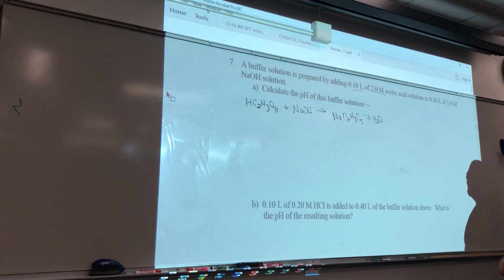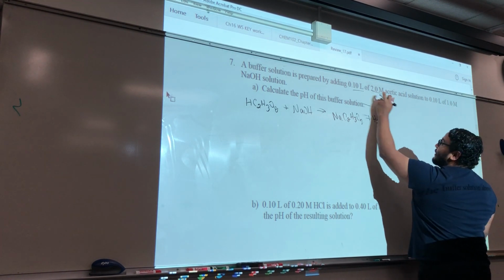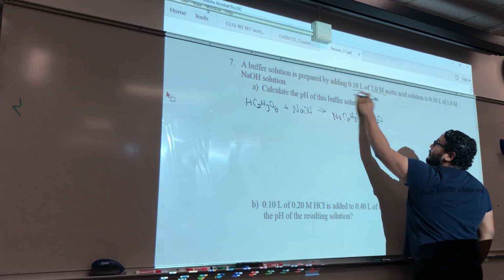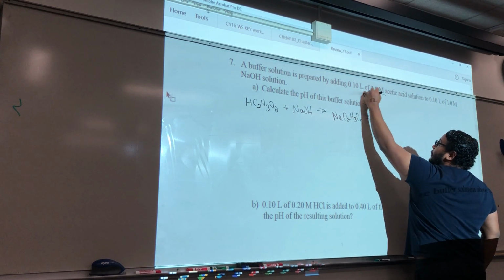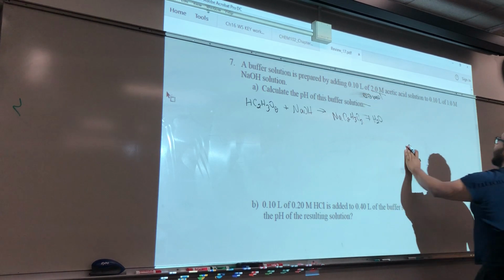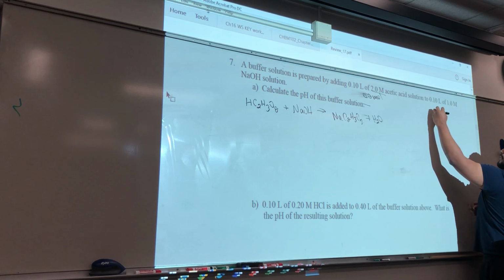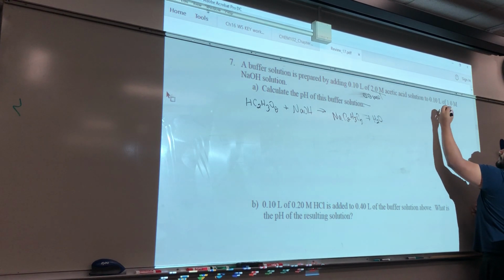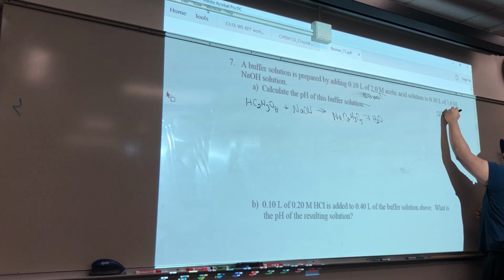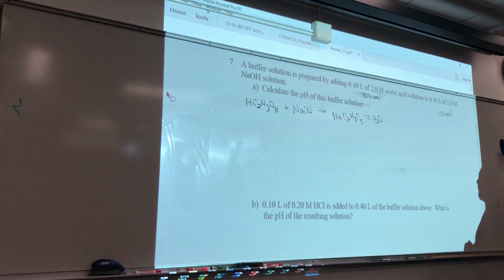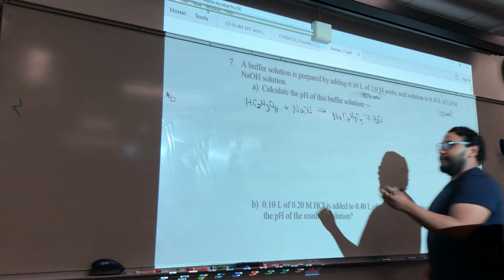So let's do that. If you multiply this times this, you get 0.2 moles. They were nice with the moles this time. Then this and this, you get 0.1. So we're going to do a stoichiometry calculation first, right? And then when we're done, we'll divide by the total volume. So let's do that.